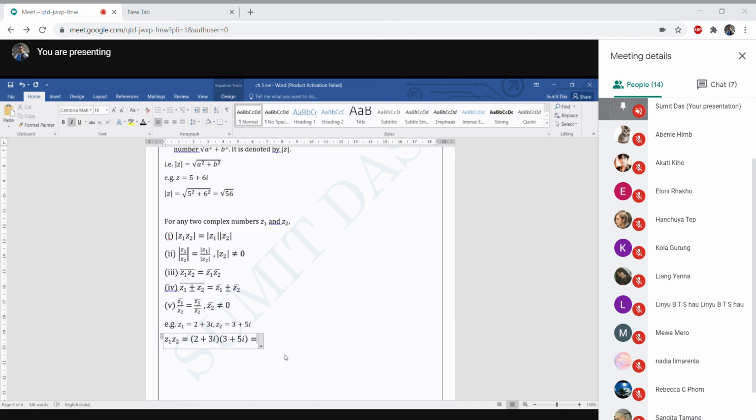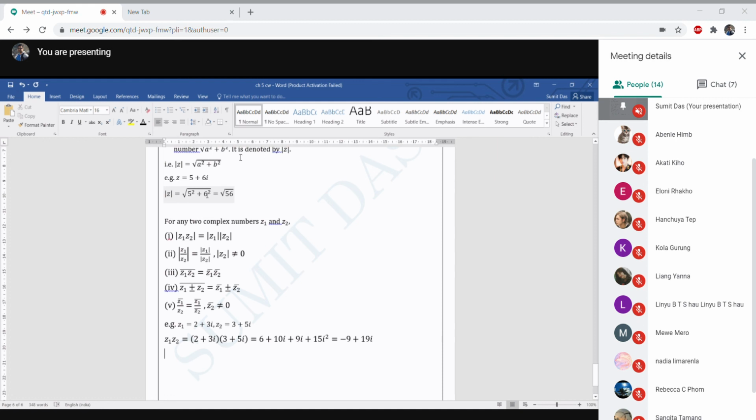faster. 3 into 2 is 6. Then 2 into 5 is 10i. 3 into 3 is 9i. You can do it by yourself also. Plus 15i, sorry, 15i square. So after simplification, it will be 6 minus 15, so minus 9 plus 19i. Simplification you can do by yourself. So z1 into z2 we got minus 9 plus 19i, right?